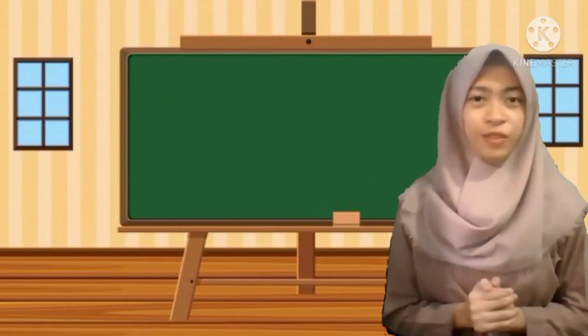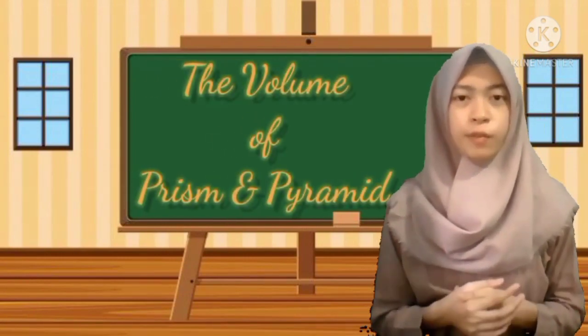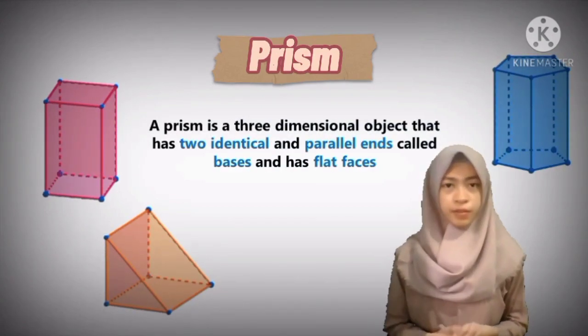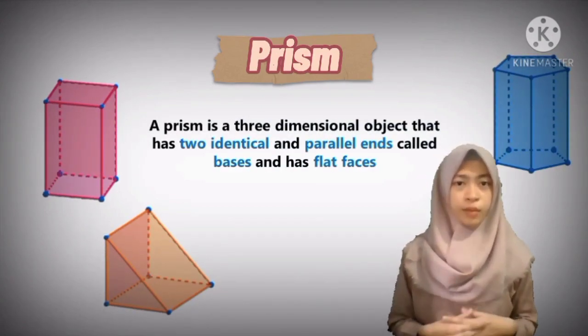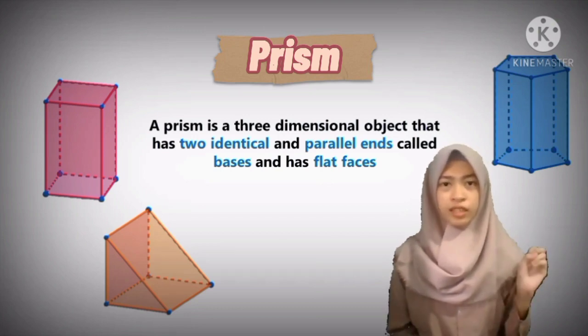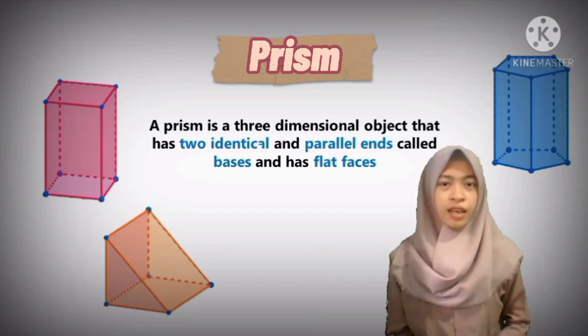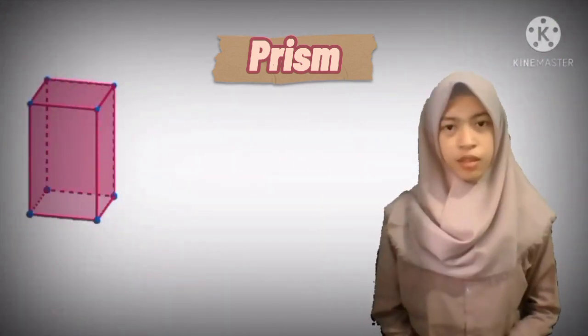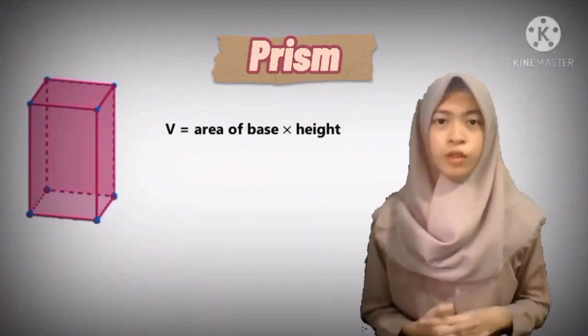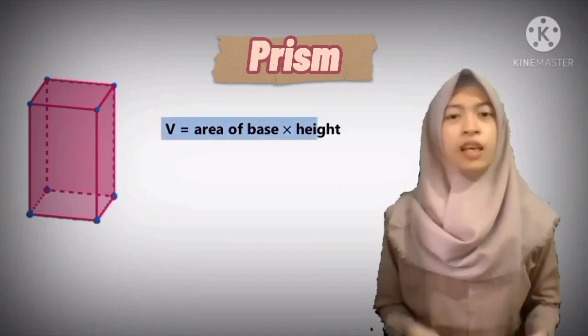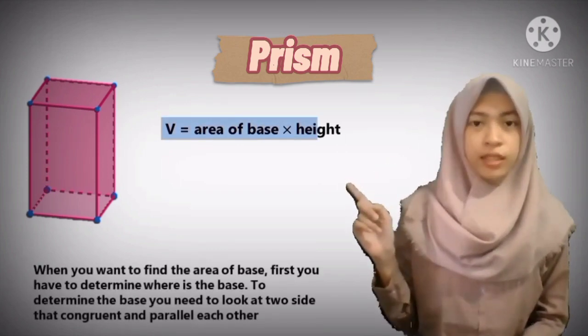Now, I will explain to you about the volume of prism and pyramid. First is prism. A prism is a three-dimensional object that has two identical and parallel ends called bases and has flat faces. The general formula for the volume of prism is area of base times height.